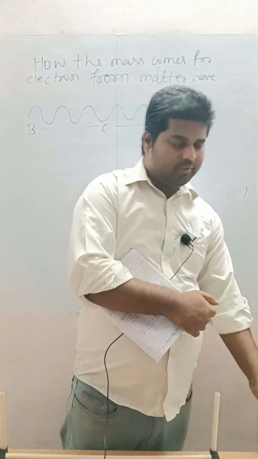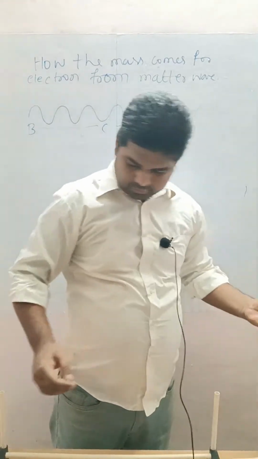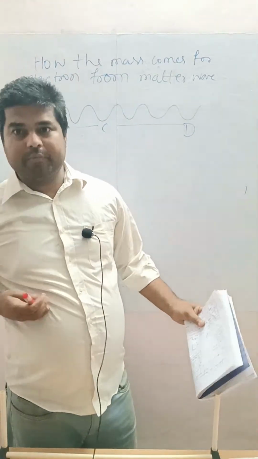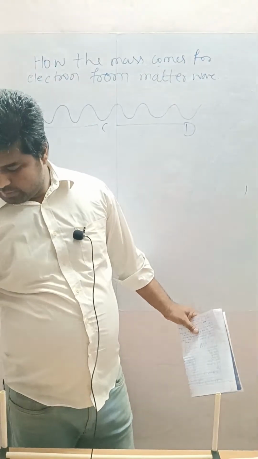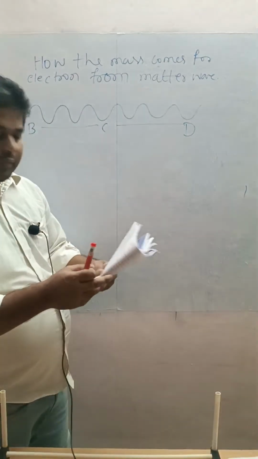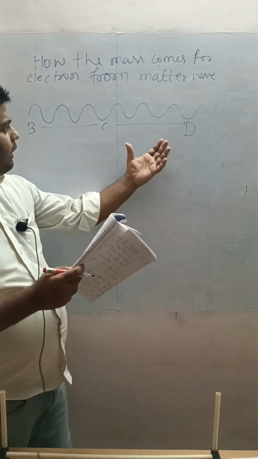How many people? Okay, 6. Okay, see. Just fluctuate it. 12, 8, 9, 6.